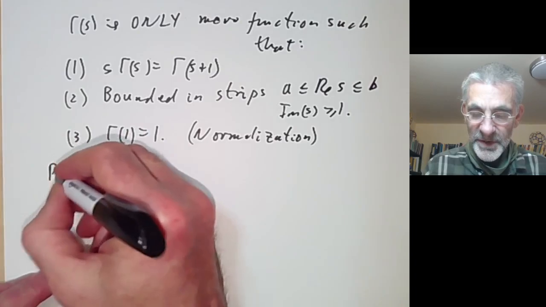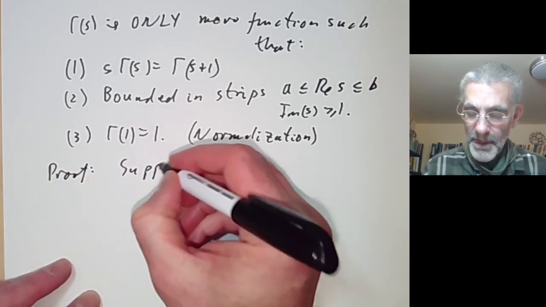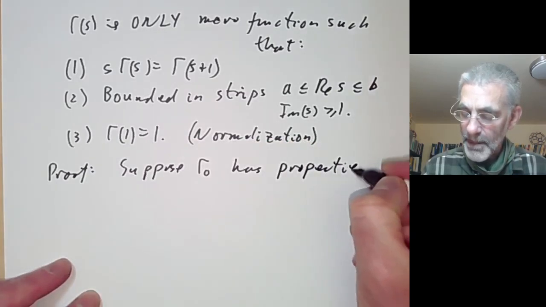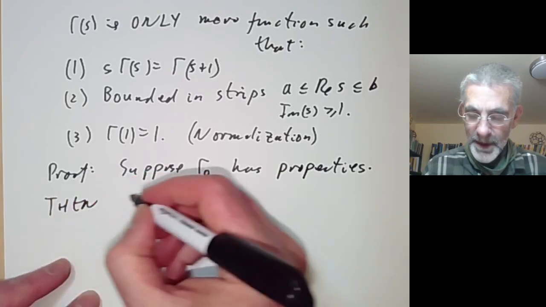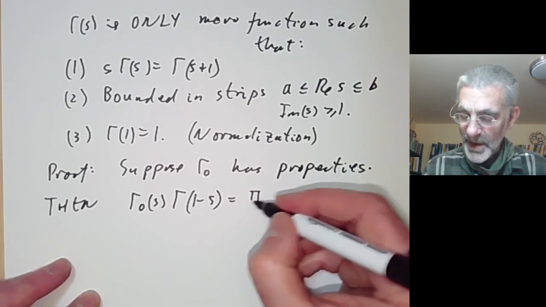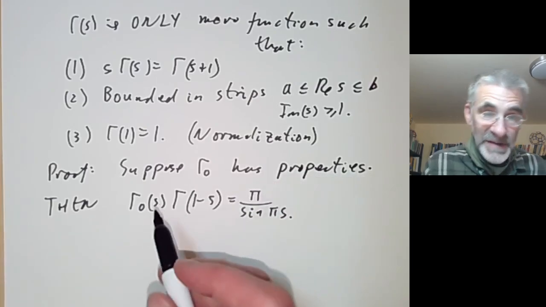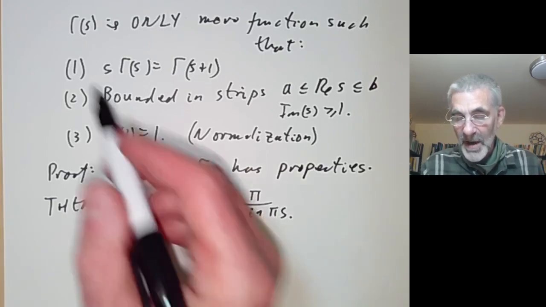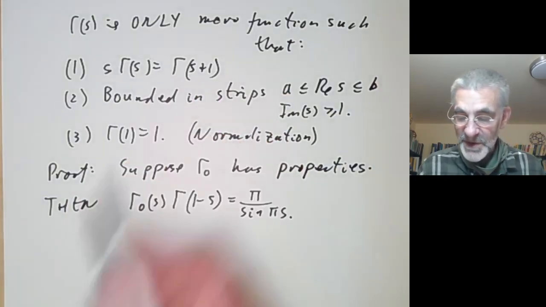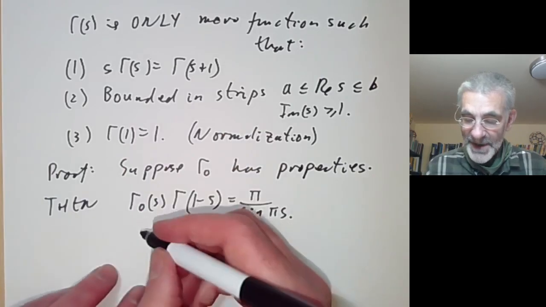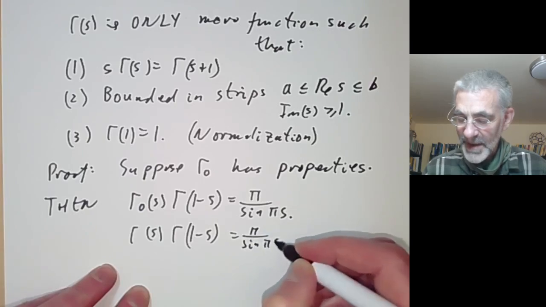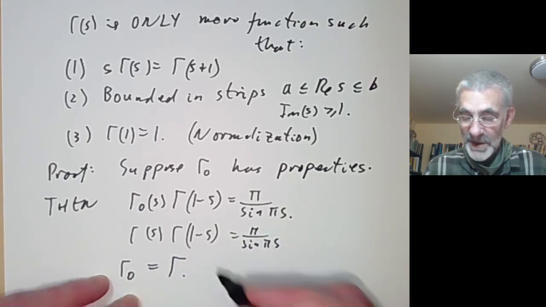And the proof is very easy. Suppose gamma naught has these properties. Then gamma naught of s times gamma of 1 minus s is equal to pi over sine pi s. And the reason for this is that our proof of this for the gamma function works just as well if we replace the first bit by any function with these properties. And since gamma of s times gamma 1 minus s is equal to pi over sine pi s, we see that gamma naught must actually be equal to gamma.